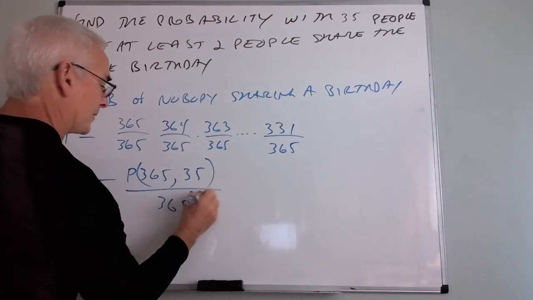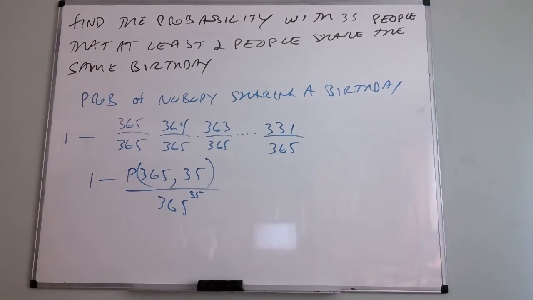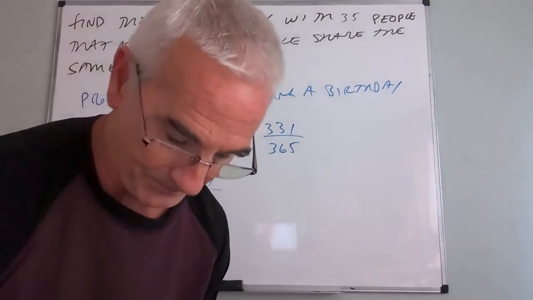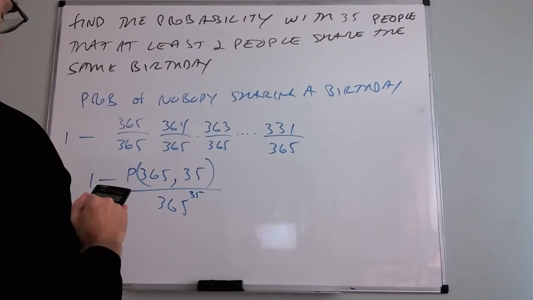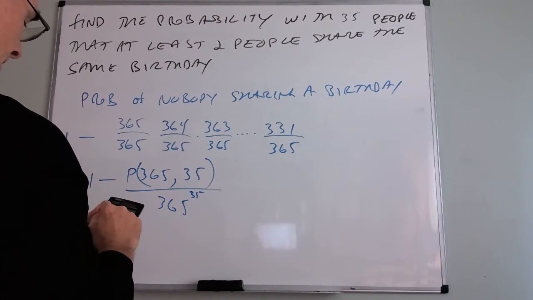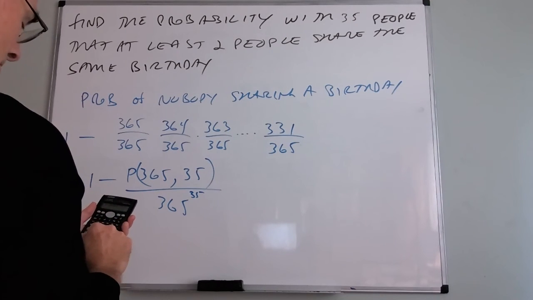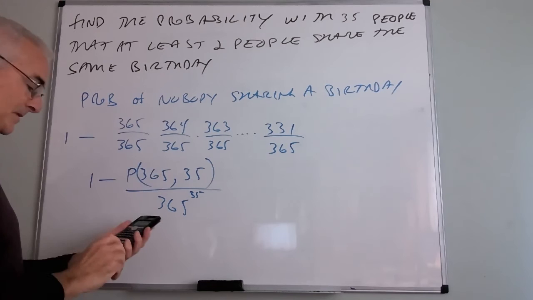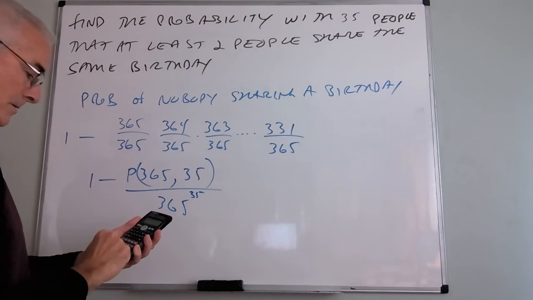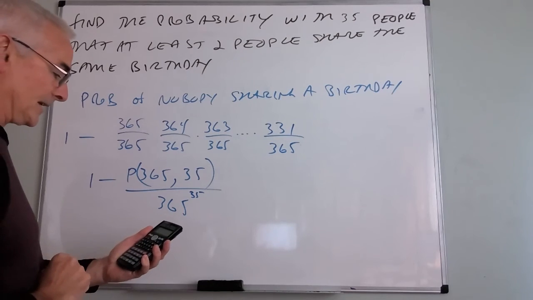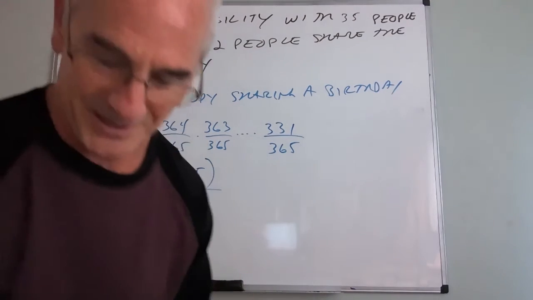To the 35th power. Now that's a mind-numbing calculation, but let's do that on our calculator. So I'm going to go 1 minus 365 permutation 35. That's why I showed you the thinking of that as a permutation. Hopefully my calculator can handle this. It did. Oh, that was fast.